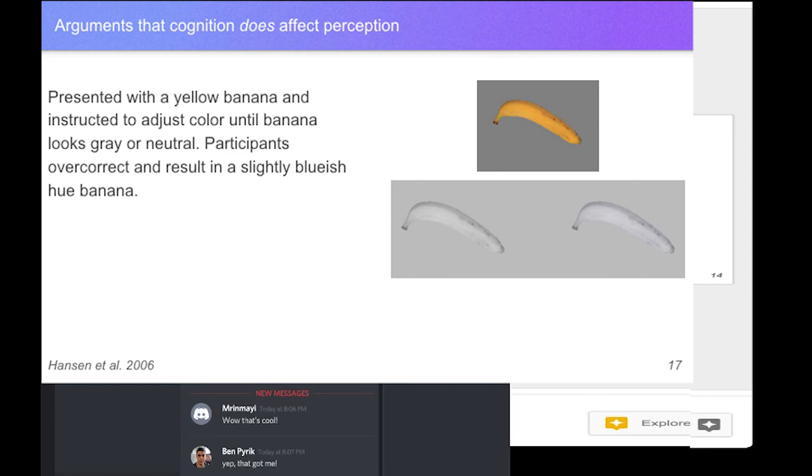What the authors deduced from that is that they were perceiving the yellow banana as yellower than it actually was, so that when they made it gray, it still had a tinge of yellow. So they had to overcorrect for that tinge of yellow that they assigned to it. There was a blue banana.